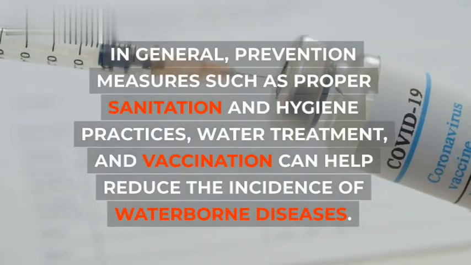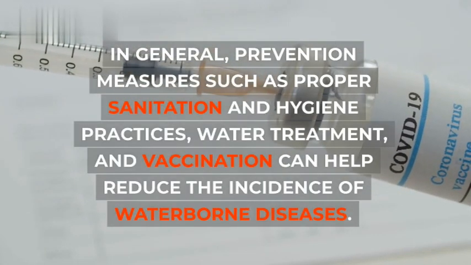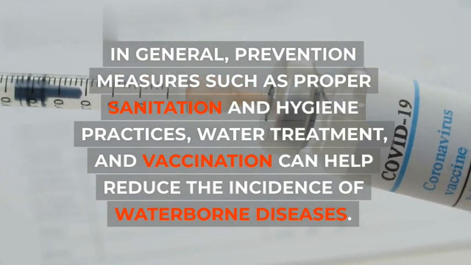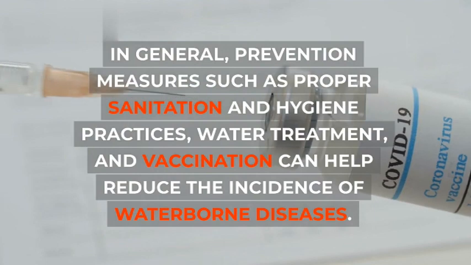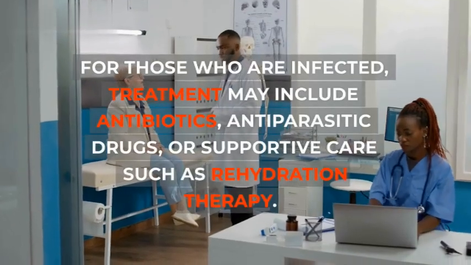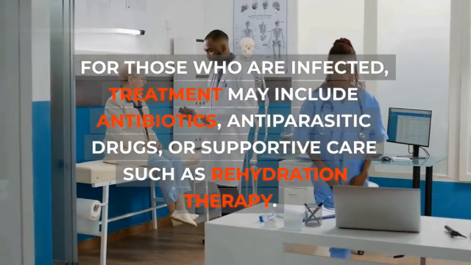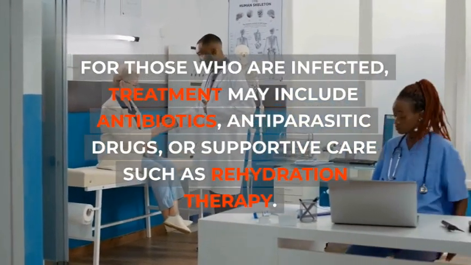In general, prevention measures such as proper sanitation and hygiene practices, water treatment, and vaccination can help reduce the incidence of waterborne diseases. For those who are infected, treatment may include antibiotics, antiparasitic drugs, or supportive care such as rehydration therapy.